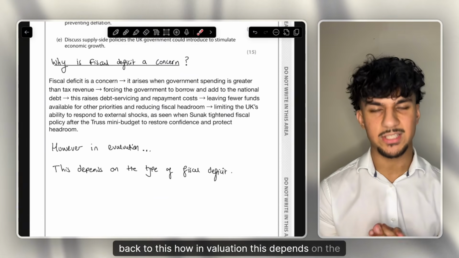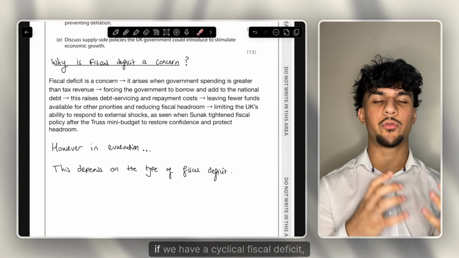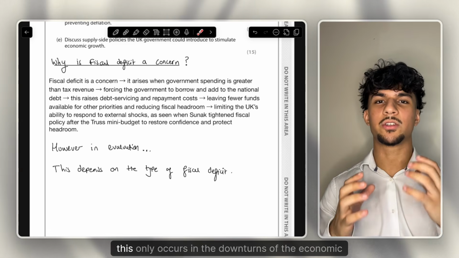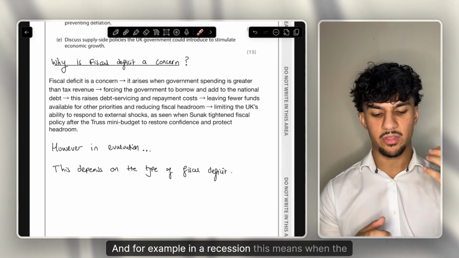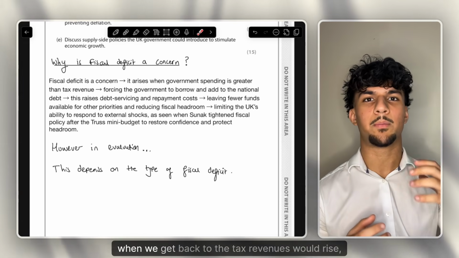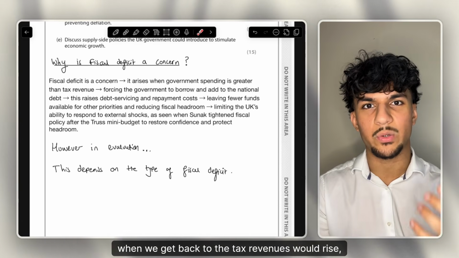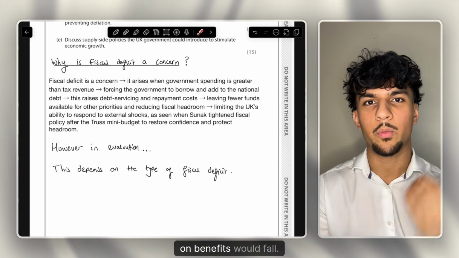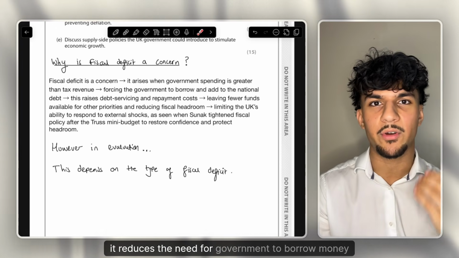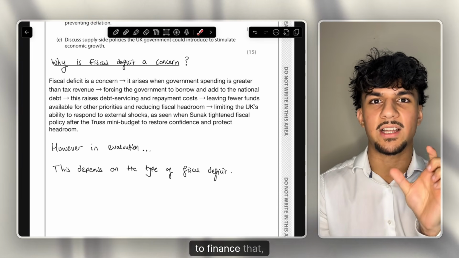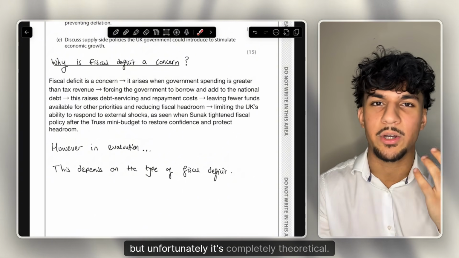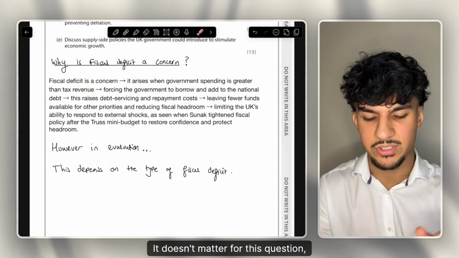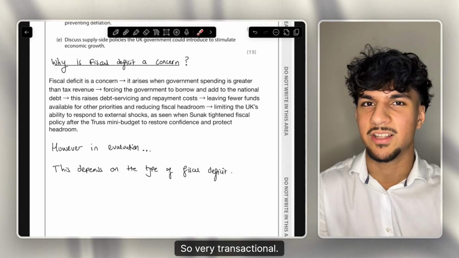How in evaluation, this depends on the type of fiscal deficit. If we have a cyclical fiscal deficit, this only occurs in the downturns of the economic cycle, for example, in a recession. This means when the economy recovers, tax revenues would rise and welfare spending, for example on benefits, would fall. Therefore, it reduces the need for government to borrow money to finance that deficit. Now, that is a perfect evaluation point, but unfortunately, it's completely theoretical. It doesn't matter for this question, it would get you the mark, so very transactional, it's fine.